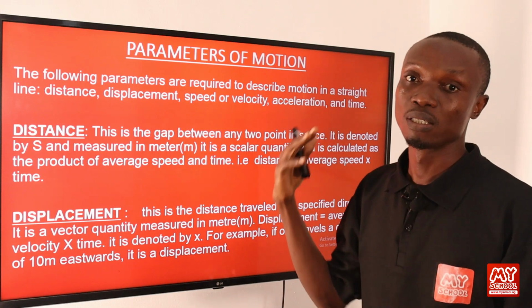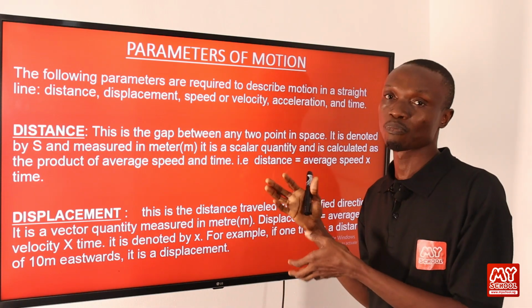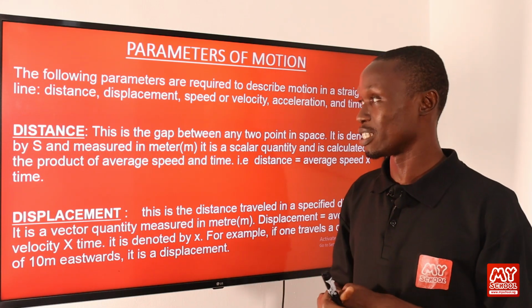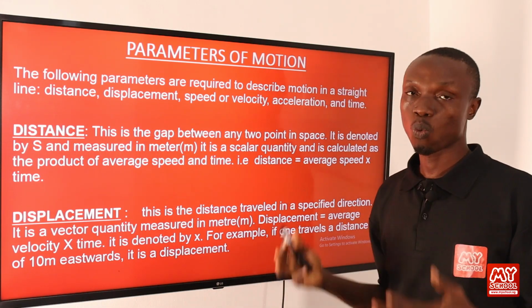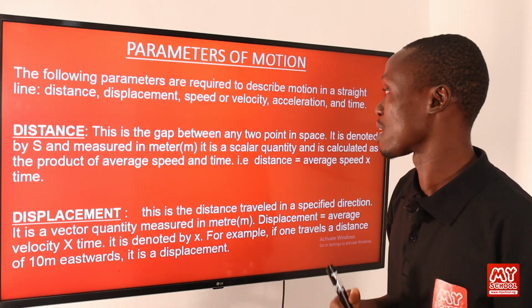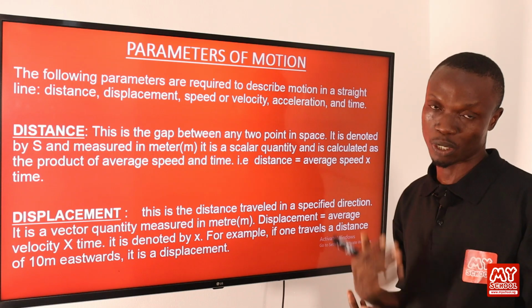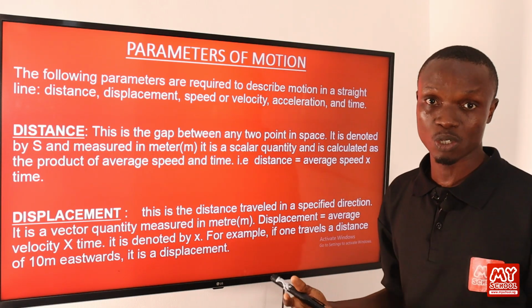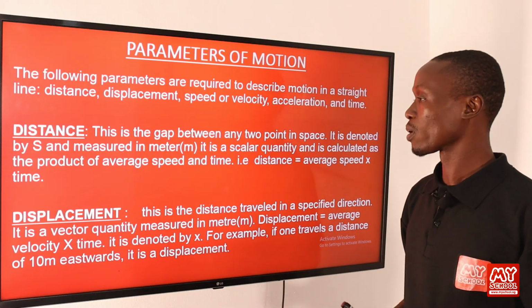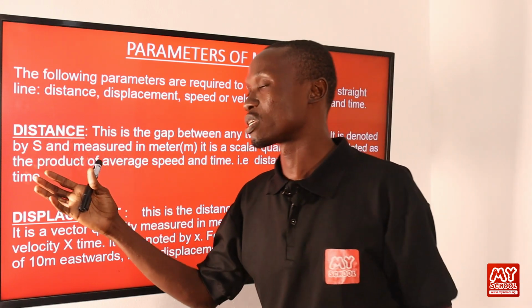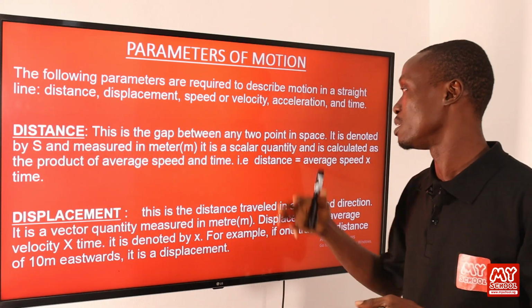So we look at distance, so that from here we can differentiate between distance and displacement. So what is distance? Distance is simply defined as the gap between any 2 points in space, or we can say distance is the extent of space or length extended. It is denoted by s and it is measured in meters.